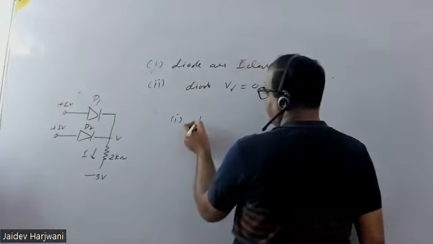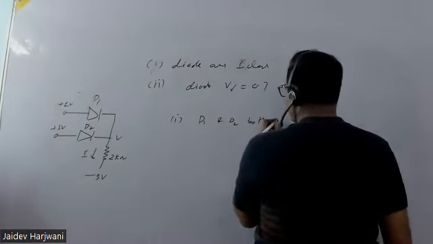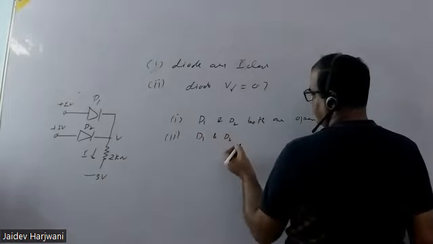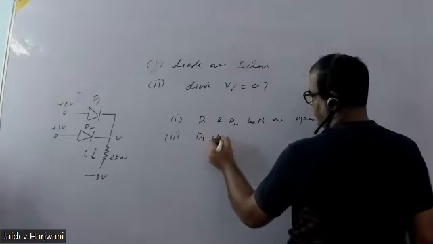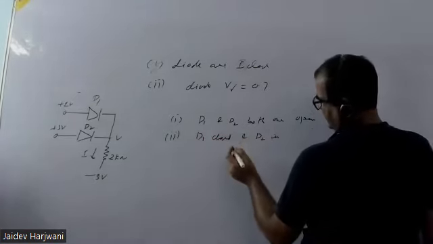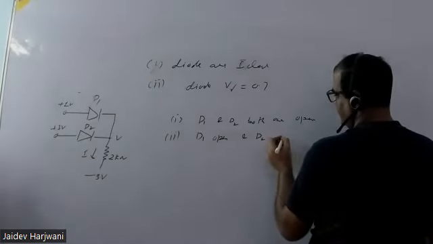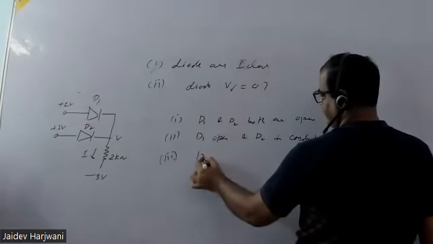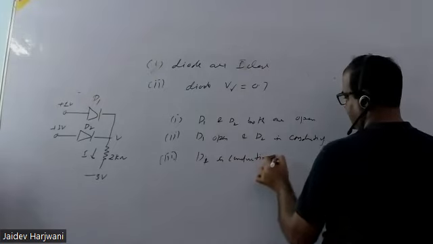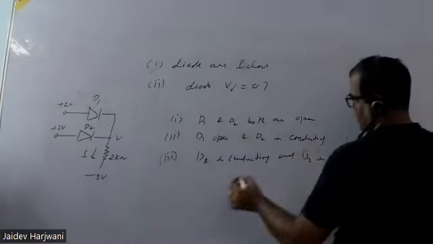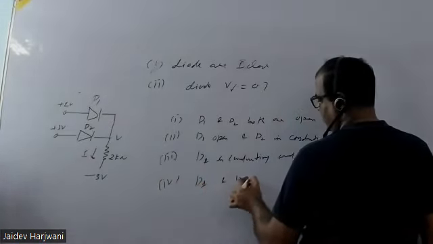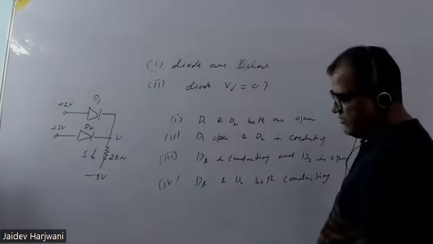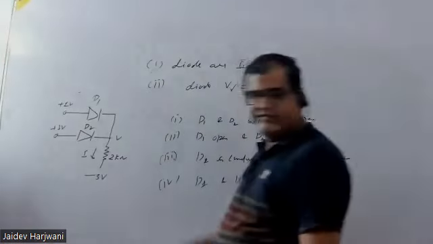So there are four cases. Okay, D1 and D2 both are non-conducting, both are open. The second case, D1 is open and D2 is conducting. Okay, the third case can be D1 is conducting and D2 is open. And the fourth case is D1 and D2 both conducting. Okay, these four options can be there, and we have to check all the four options. Accordingly, we have to decide what will be the V and I in the question.